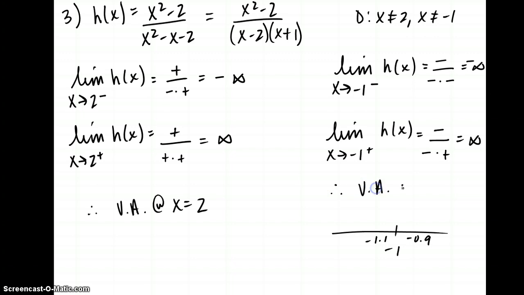Therefore, vertical asymptote at x is equal to negative 1. You do have to show that the one-sided limits have the infinite behavior before you conclude that a vertical asymptote exists.